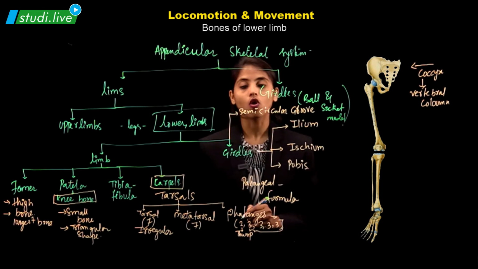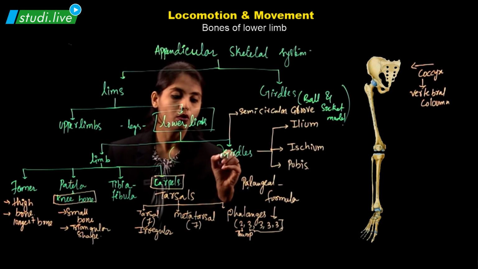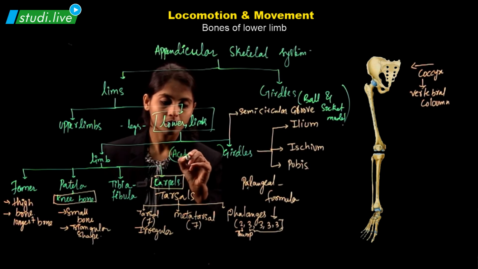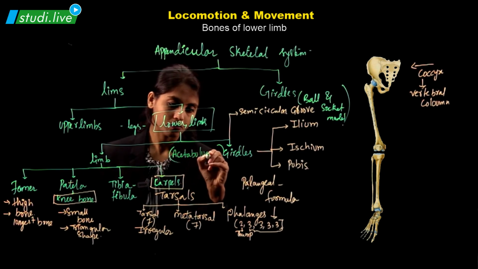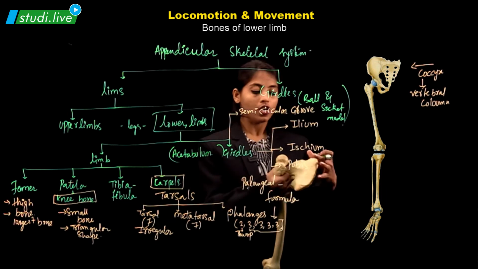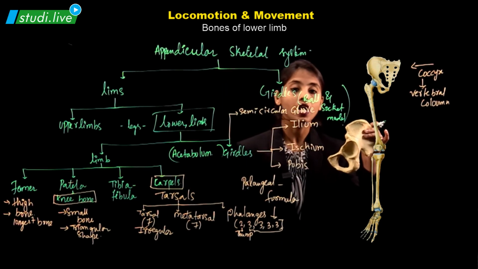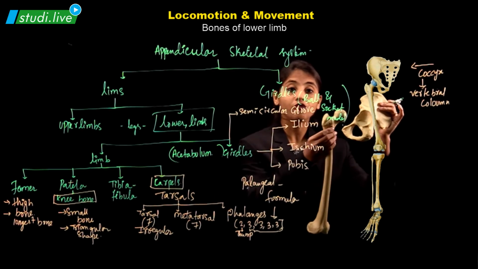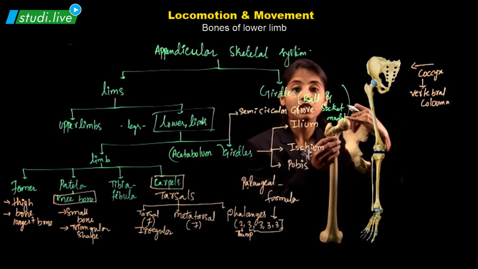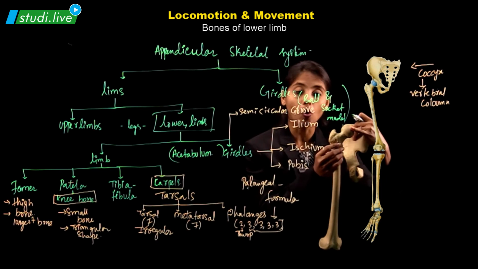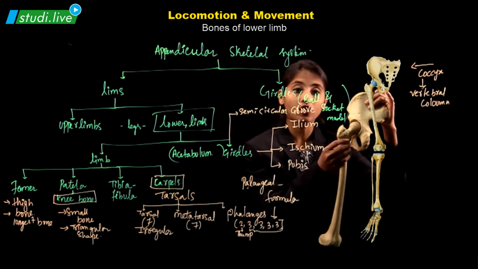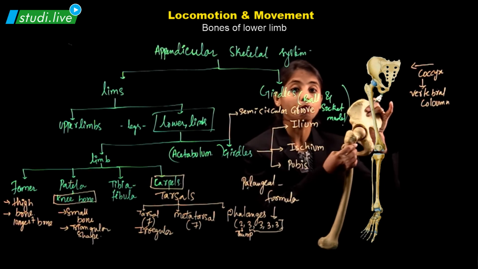And this groove is called the acetabulum. So here I have this. What is this groove called? This groove is called the acetabulum. And what do we have right now here? The femur. And as you can see, the semicircular part of the bone is going and attaching with this groove, which is called the acetabulum.